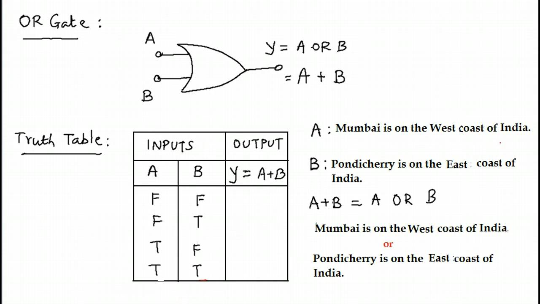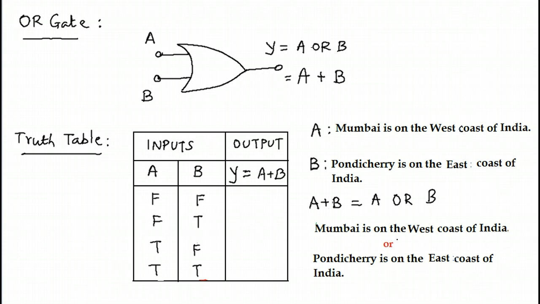A. Mumbai is on the west coast of India, true. B. Pondicherry is on the east coast of India, also true. And now I'll write the sentence which is symbolized by A or B. It's Mumbai is on the west coast of India, or Pondicherry is on the east coast of India.